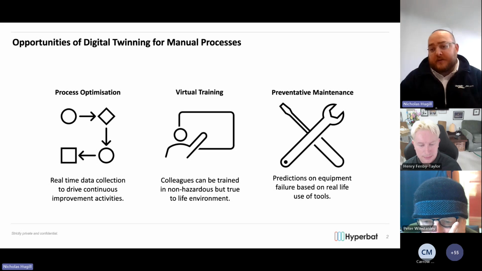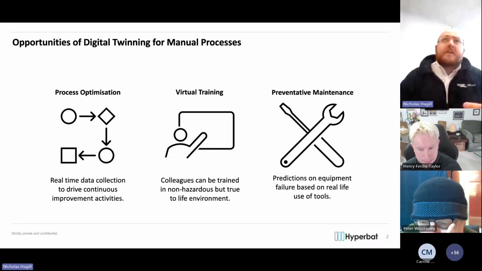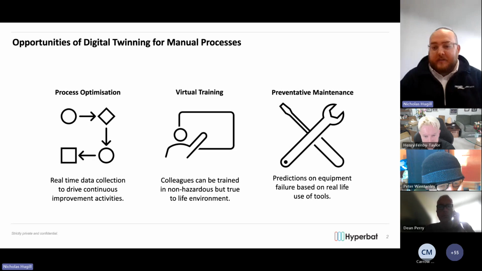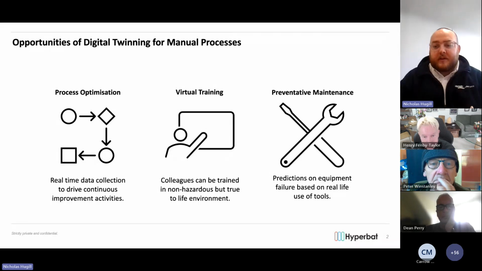So looking at capturing real-time data from the shop floor to move us from a reactive, solution-driven environment where we have a problem and we go and fix it, to more of a proactive solution-driven business where we see problems arising before they actually cause a problem, and then we go and look at fixing the root causes.